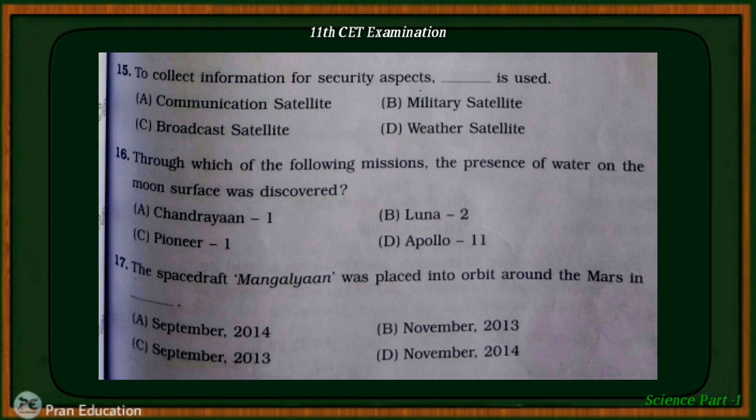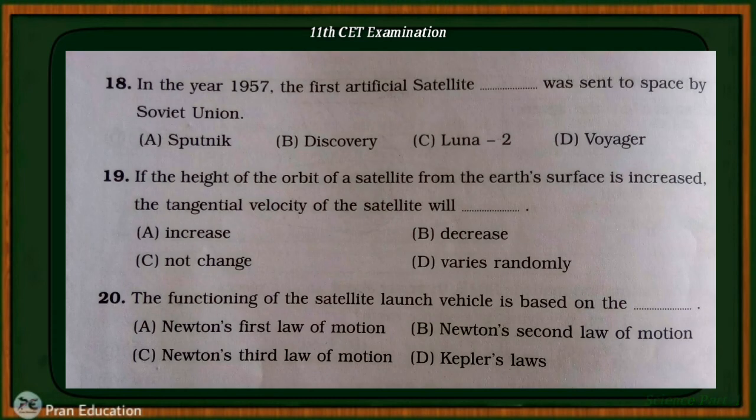Seventeenth, the spacecraft Mangalyaan was placed into orbit around Mars in dash. Options: A, September 2014. B, November 2013. C, September 2030. D, November 2014. The correct option is option A, September 2014. Eighteenth, in the year 1957, the first artificial satellite dash was sent to space by the Soviet Union. Options: A, Sputnik. B, Discovery. C, Luna 2. D, Voyager. The correct option is option A, Sputnik.